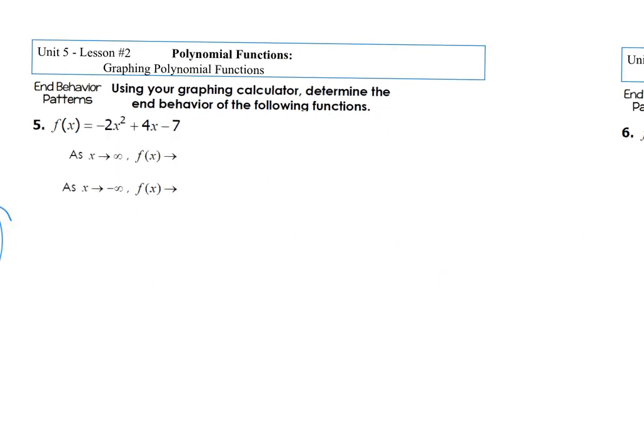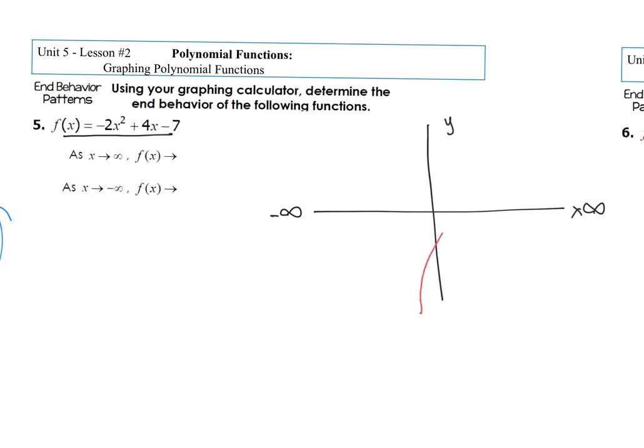All right, on number 5, we have f of x is equal to negative 2x squared plus 4x minus 7. So typing that in and getting a quick sketch. Here's our x and our y. Positive infinity is on the right, negative infinity is on the left. And in my sketch, see negative 2x squared, we have something that looks like this. Again, that's a very rough sketch, but that's okay. We just need to answer end behavior.